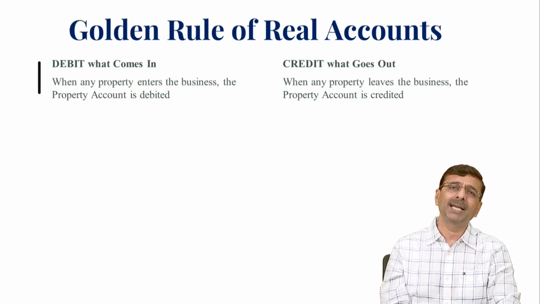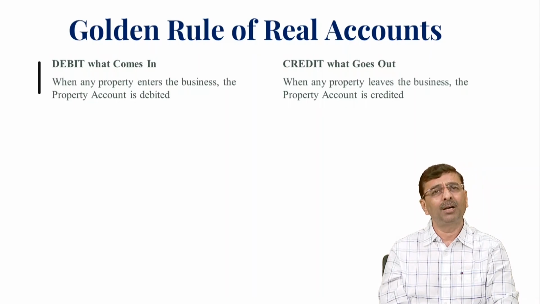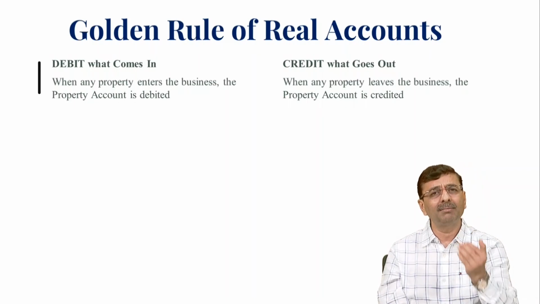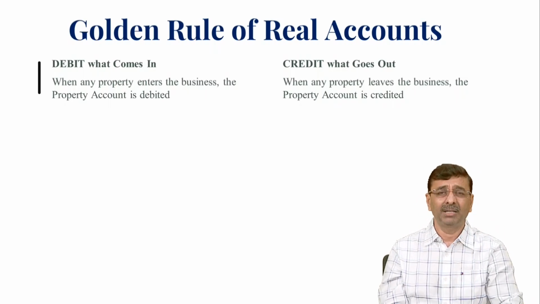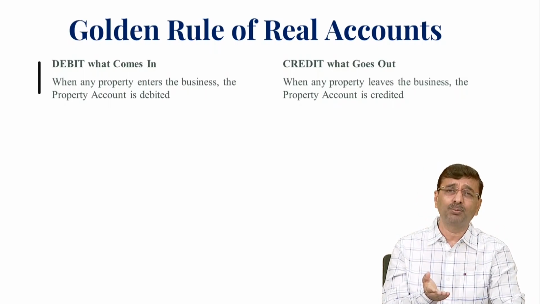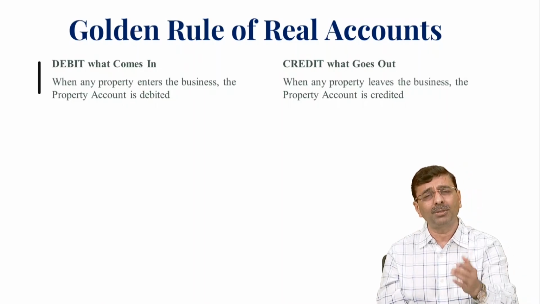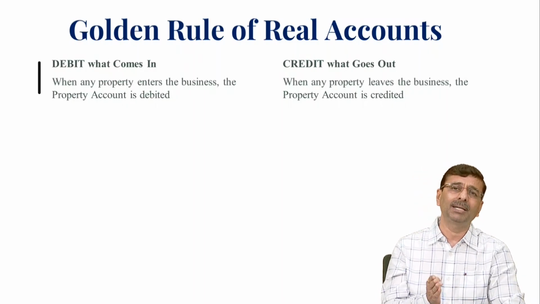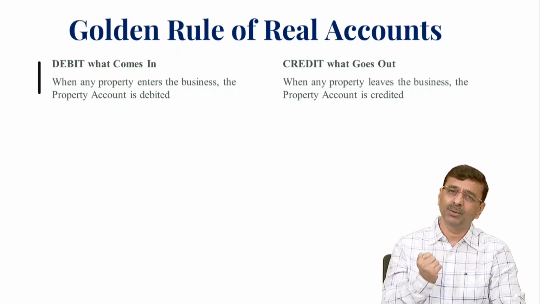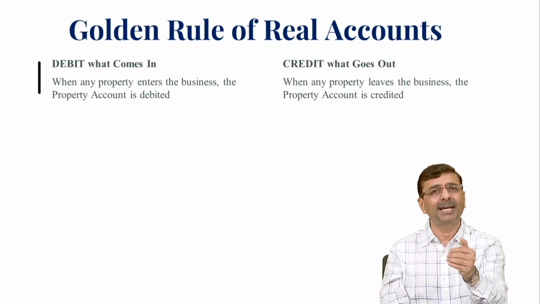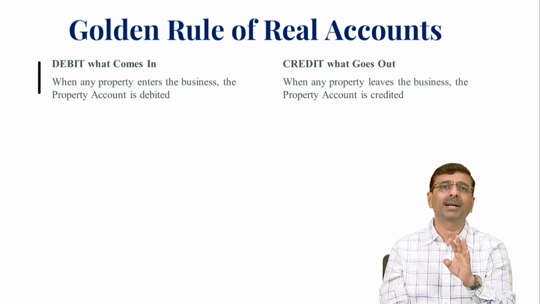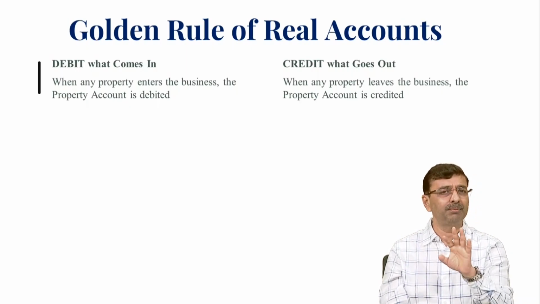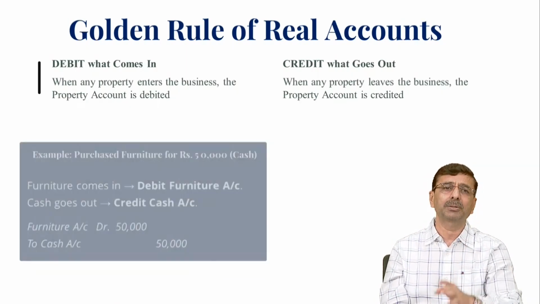Suppose you purchase land and pay rupees 5 lakh. What comes in? Land comes in, so land is debit. But you pay 5 lakh rupees to purchase the land. So what goes out? Cash goes out. So ultimately the real asset goes out. The rules apply here: cash goes out, so cash is credit. This is the way these rules apply in the real account. Very simple. We'll take some examples also.